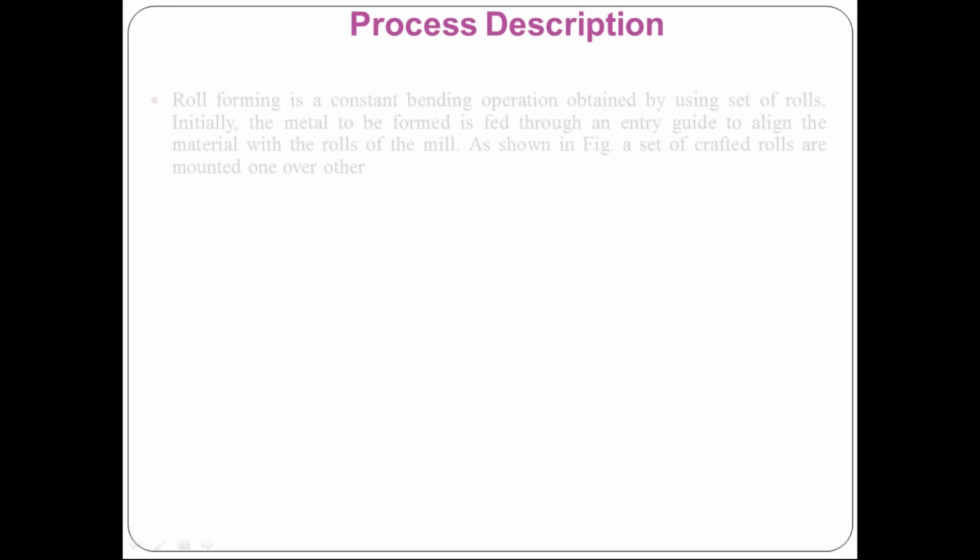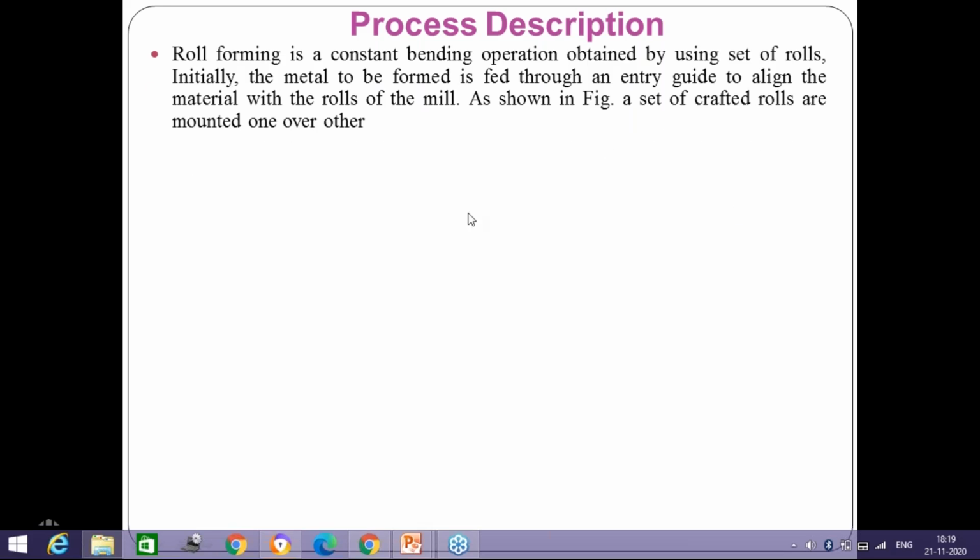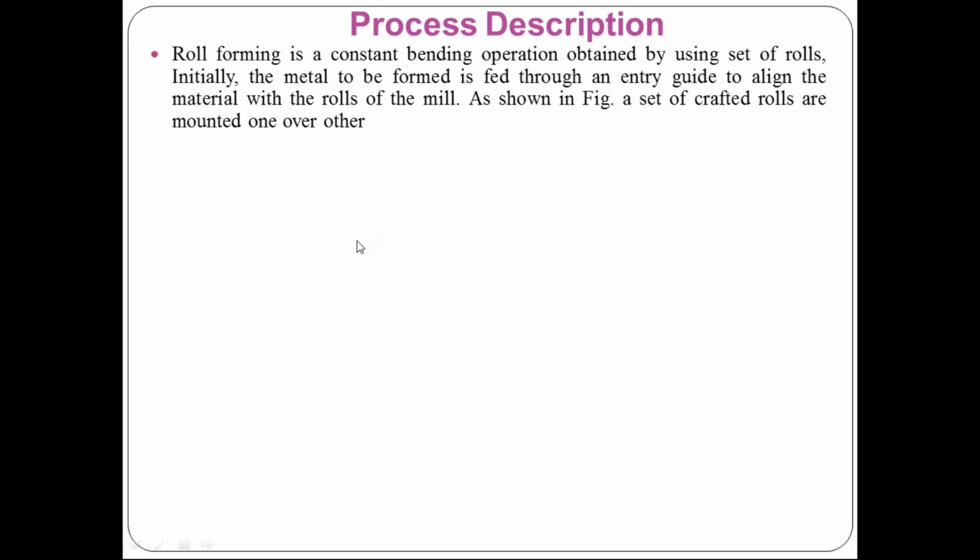I already told that process characteristics define the uniqueness of that process, while process description shows you how the process is going to work, what the features are, what instruments or tools are required, and the step-by-step procedure to achieve the final finished products. Now we will see the process description for the roll forming process. Roll forming is a continuous bending operation obtained by using a set of rolls.